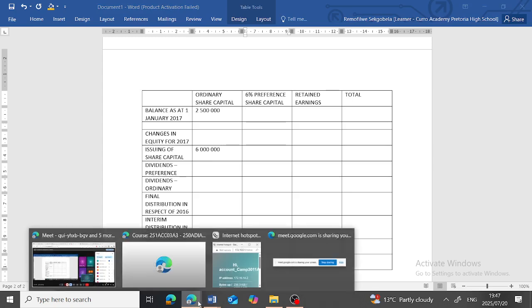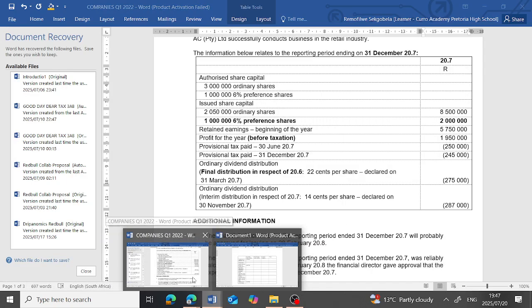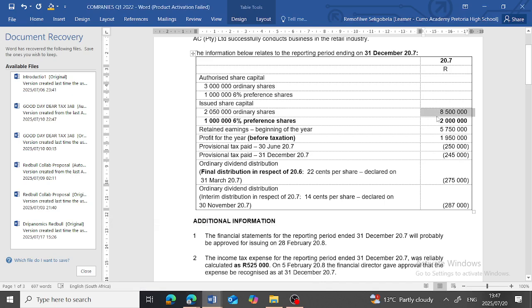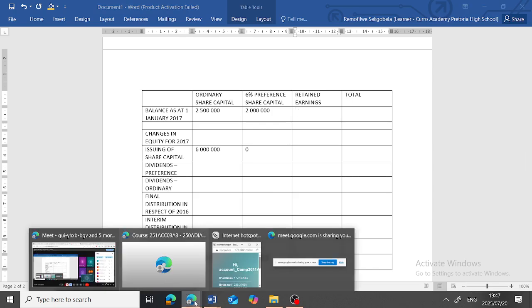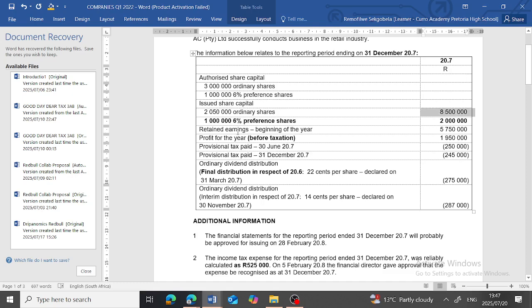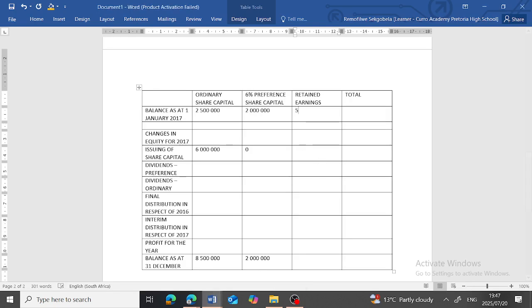Then we are dealing with our 6% preference share capital. They tell us at the beginning of the year it's 2 million, so we write 2 million. Did we issue anything during the year? No, we only issued ordinary shares. Meaning that at the end of the year, this 2 million is still going to remain 2 million. Under retained earnings, the beginning of the year is 5,750,000, so we write 5,750,000 like this.